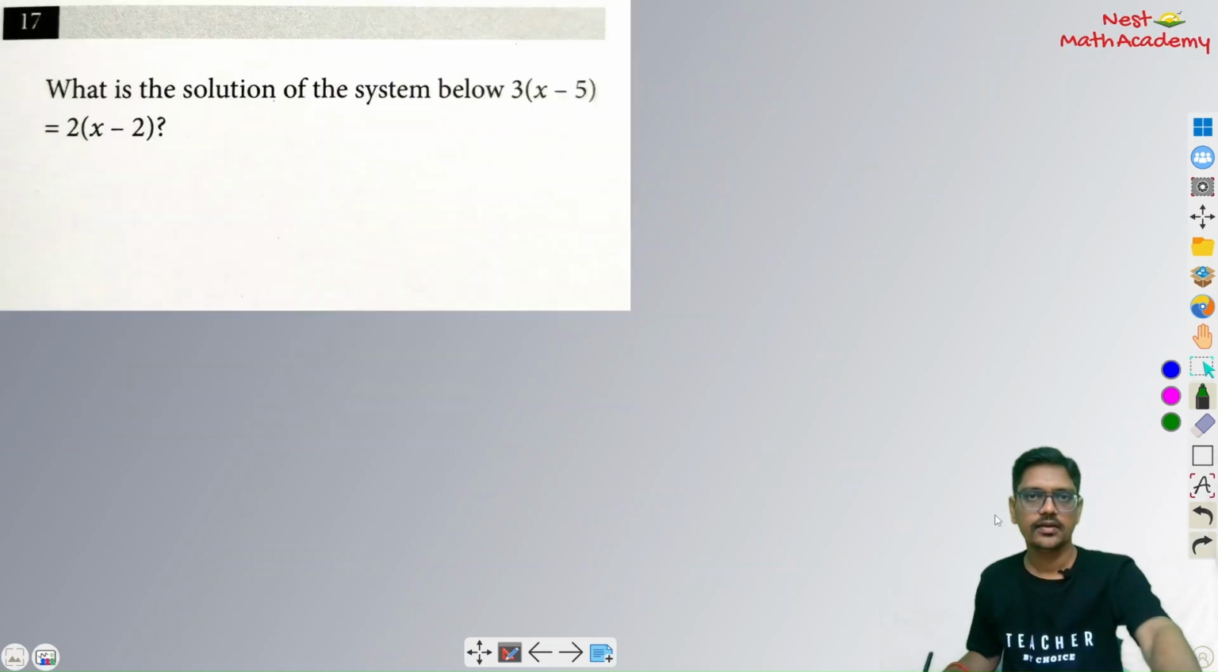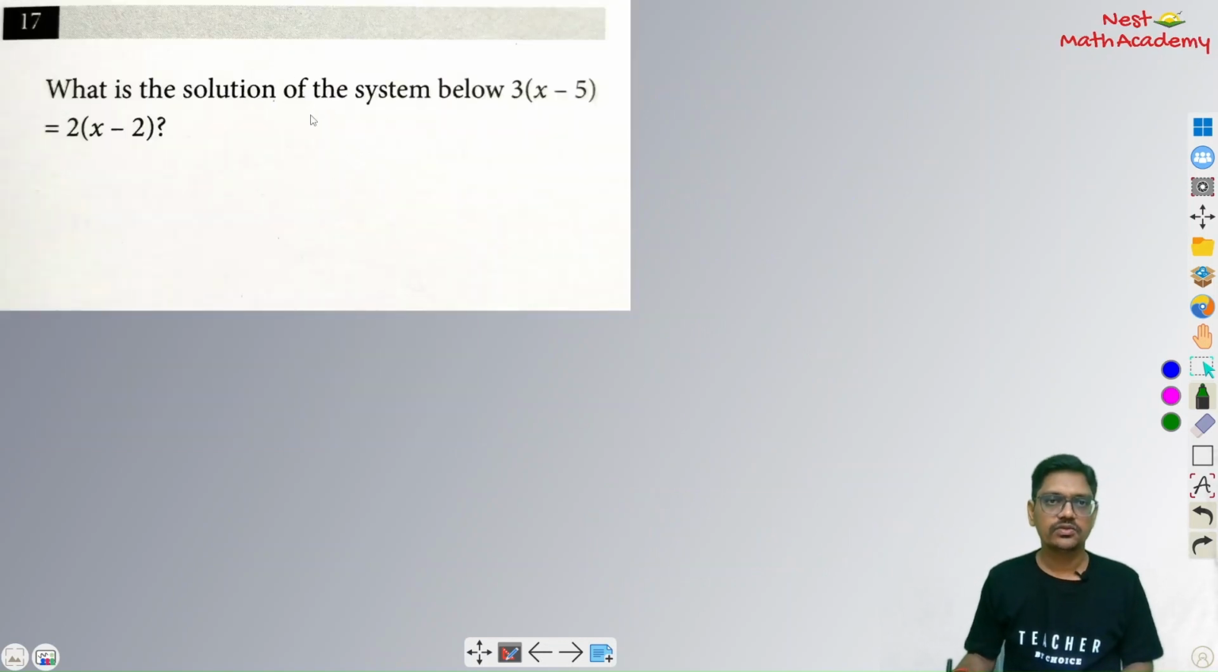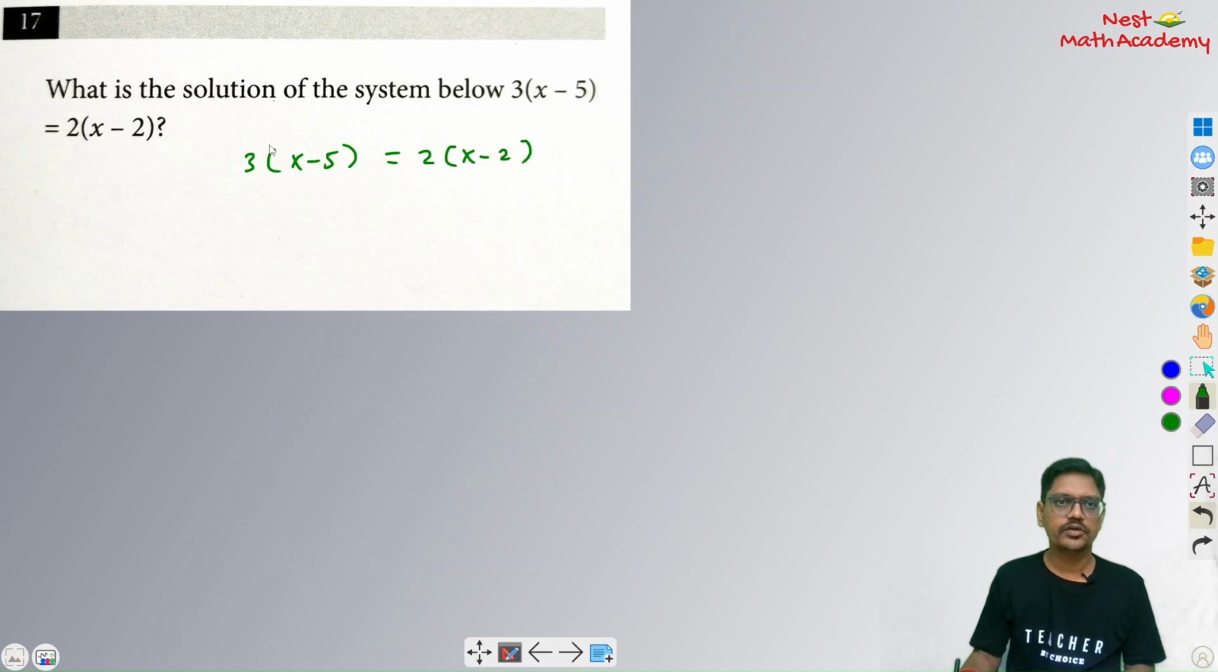Okay. Number 17. What is the solution of the system below? 3 times x minus 5 is equal to 2 times x minus 2. It's a simple single variable equation, variable on both sides. So first use the distributive property. Multiply these numbers inside the parentheses. 3x minus 15 is equal to 2x minus 4. Now subtracting 2x on both sides.